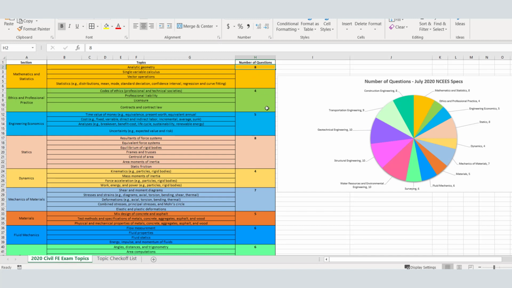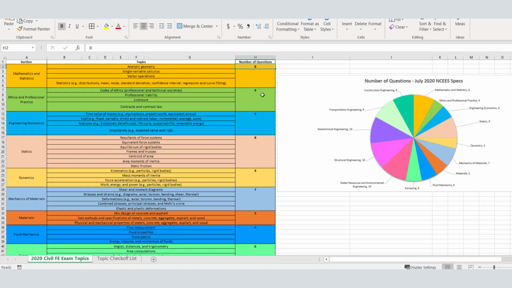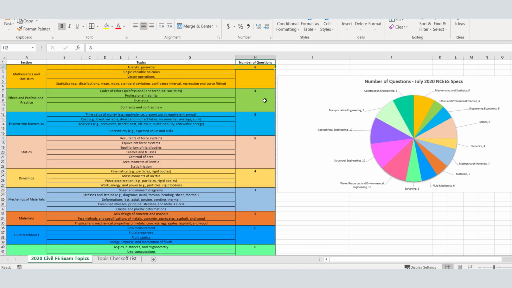So this is not exact, but I like to do this for my students to give them an idea of where to spend most of their time, what to study, and where to focus when they are specifically crunched on time and they need an idea of what section is going to be the most important. So for the math, there's going to be approximately 8 questions, and this is 8 out of 100.